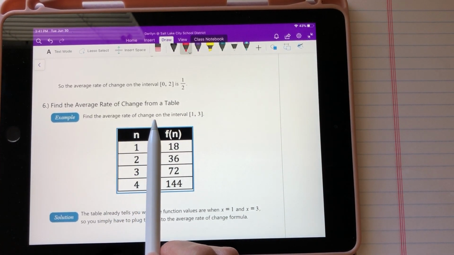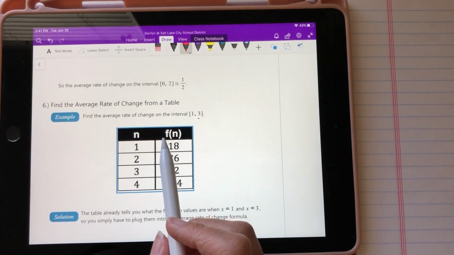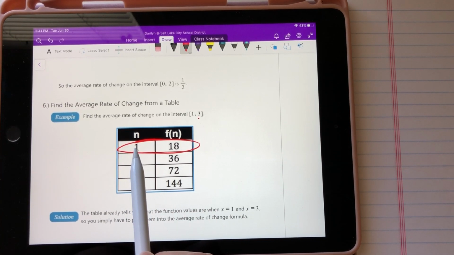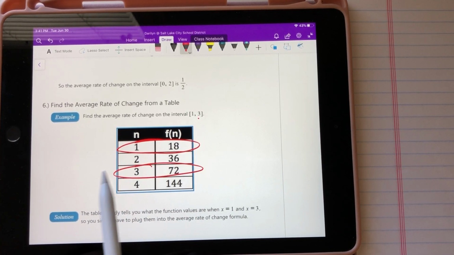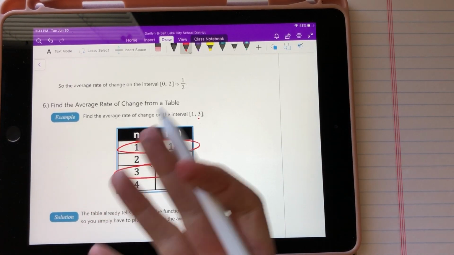So find the average rate of change on the interval 1, 3. Once again, the 1 and the 3 just mean the x values. So I'm going to be looking at that coordinate point because the x value is a 1, and that coordinate point because the x value is a 3. In this case, you can't just count on the graph because there is no graph.